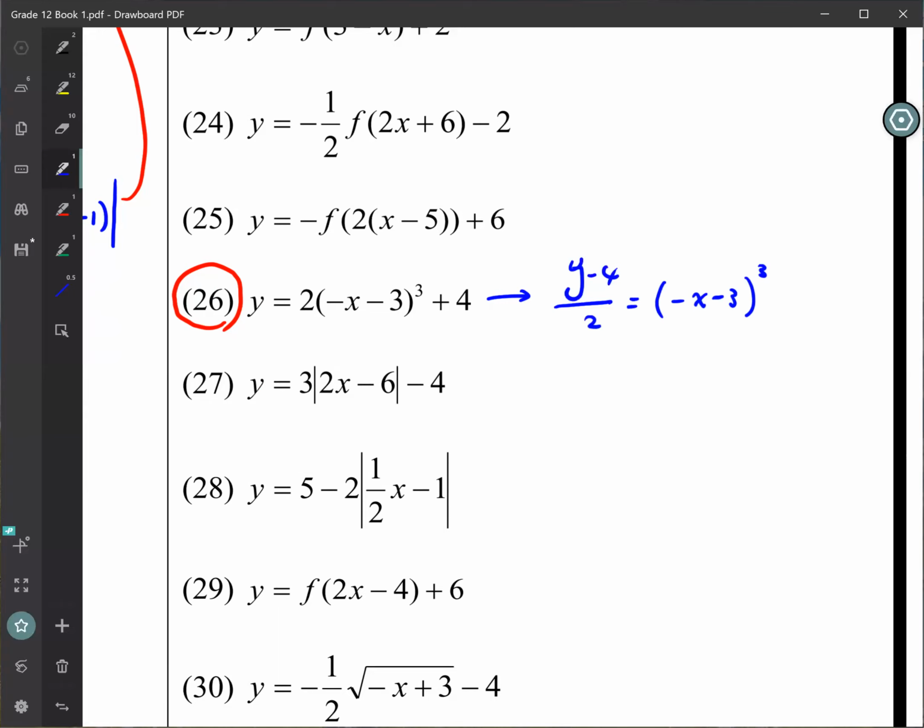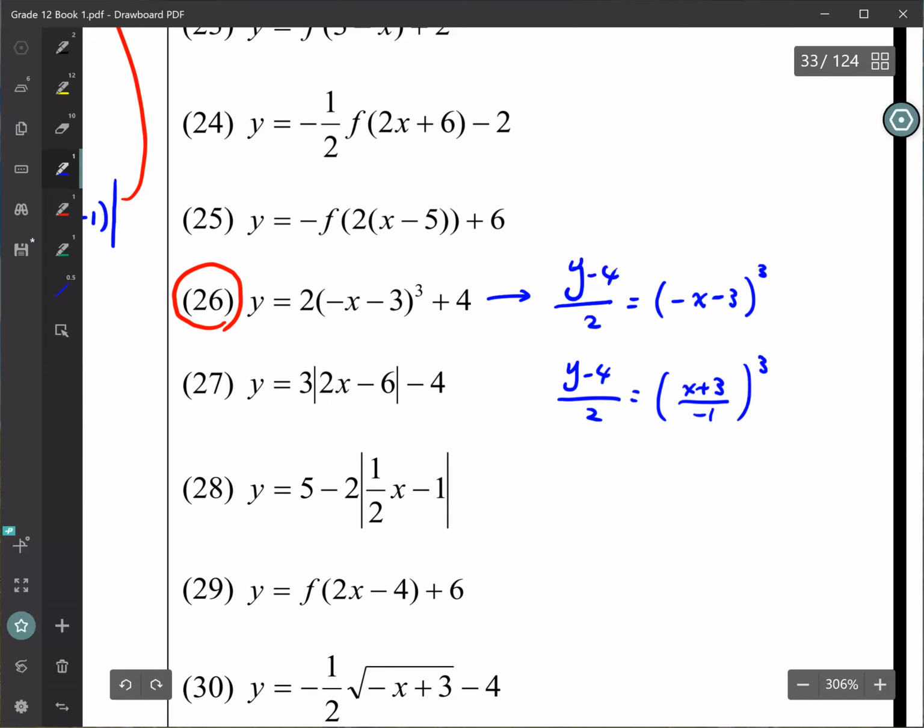Y minus 4 over 2 equals bracket x plus 3 over negative 1 bracket cubed. Okay. Anything else? Anyone got different? Kelly, what do you have? I have the same as Donna's. Okay. Trudy? Same thing as the first one. So the top one, William's, right? Yeah.